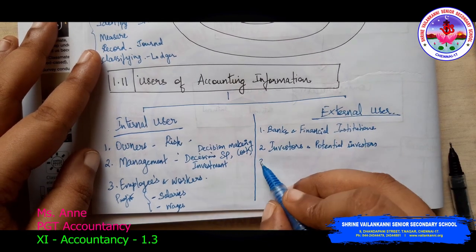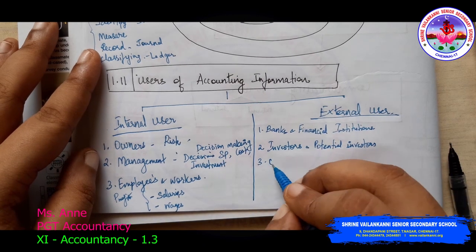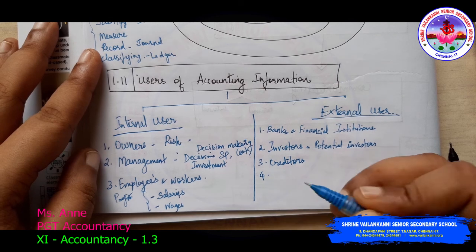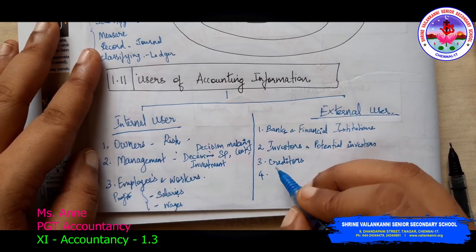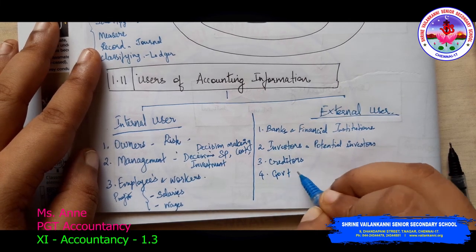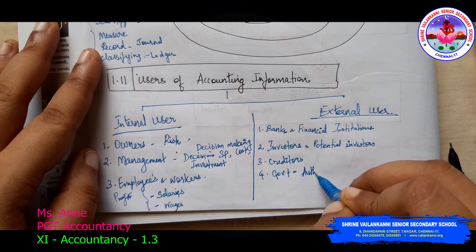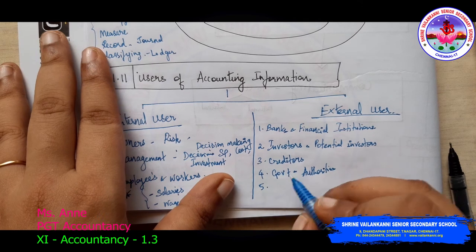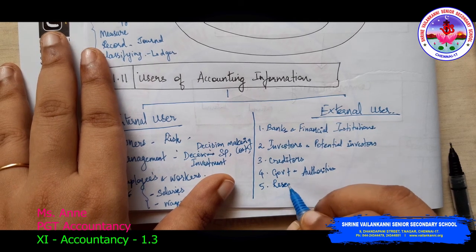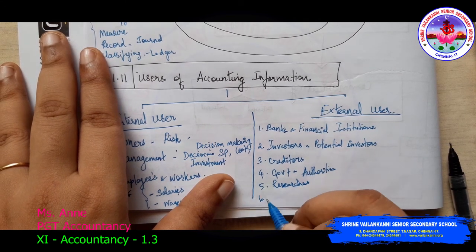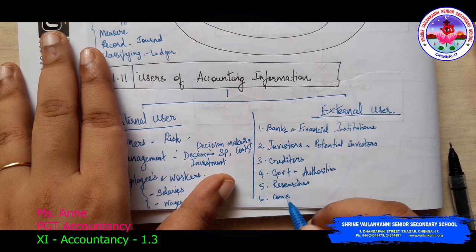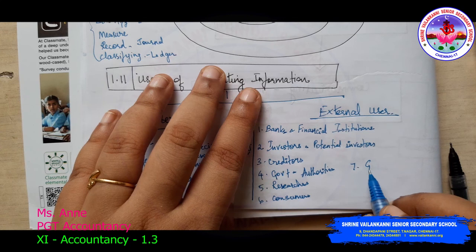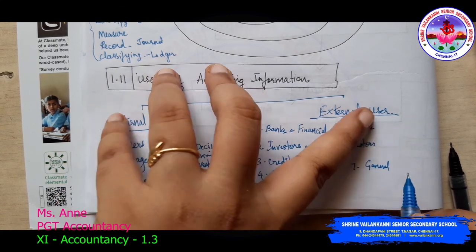Okay, the third person can be creditors. The fourth person can be government and its authorities. The fifth person can be researchers. Sixth person, consumers. The seventh person can be the general public.